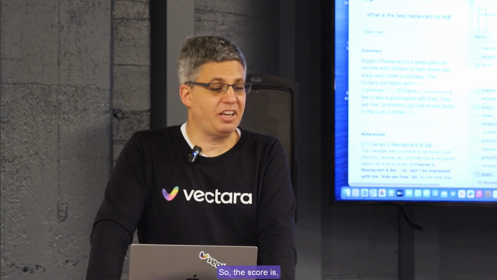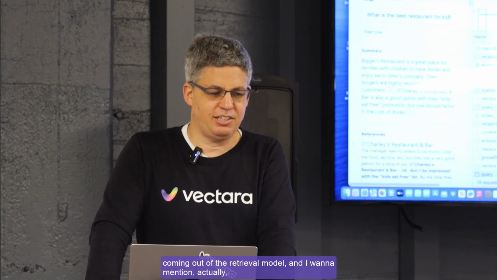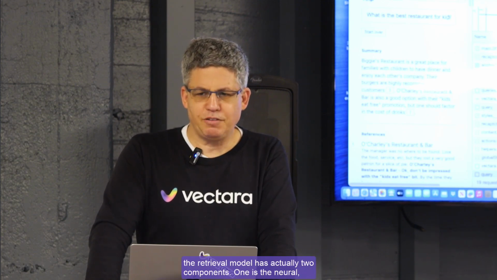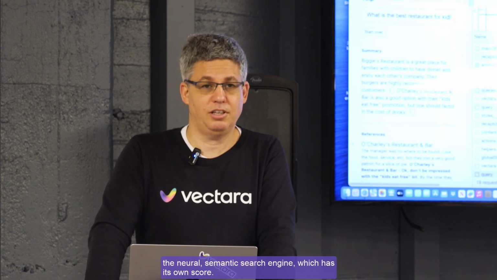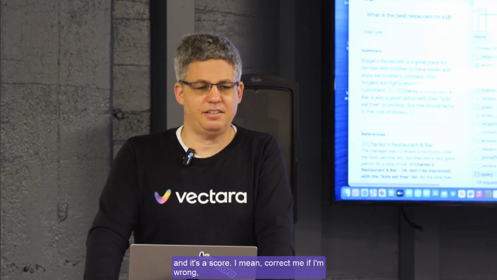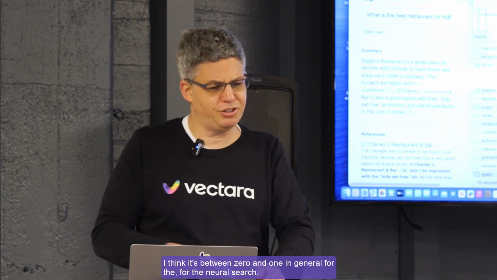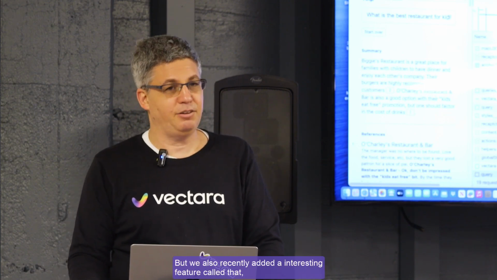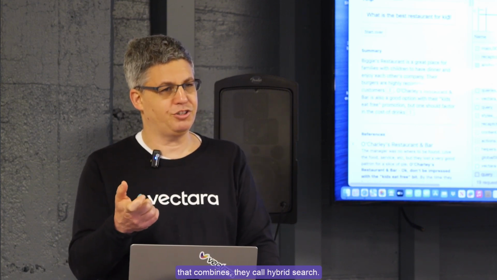So the score is coming out of the retrieval model. And I want to mention, actually, it's a good thing to mention another thing here, which is the retrieval model has actually two components. One is the neural semantic search engine, which has its own score. And it's a score, I mean, correct me if I'm wrong, I think it's between 0 and 1 in general for the neural search. And so it's a score that tells you how relevant it is. But we also recently added an interesting feature that combines what we call hybrid search.